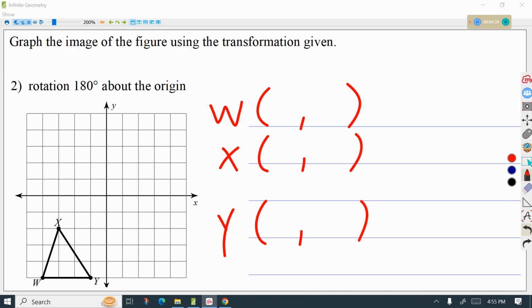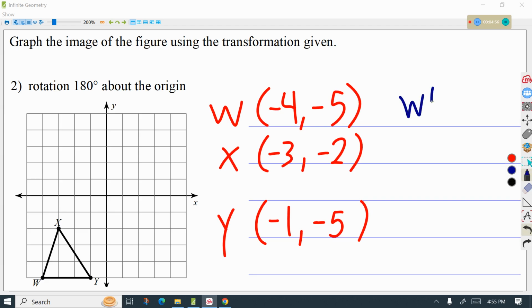All right, so W is negative 4 and negative 5, because I got to go left 4 and down 5. For X, I got to go left 3 and down only 2. But for Y, I got to go left 1 and then down 5. So we can see all of our coordinates ended up being negative in this case.